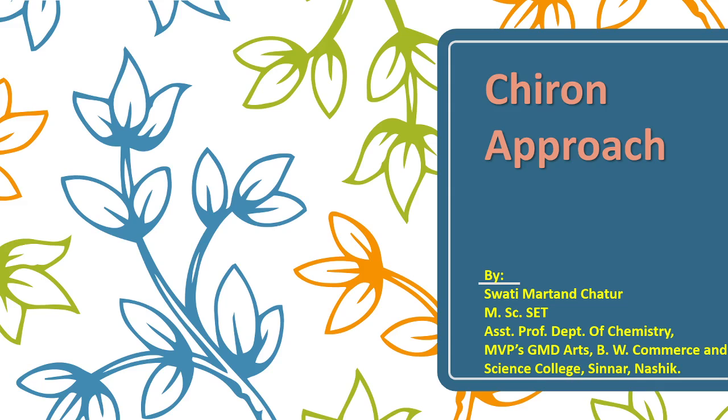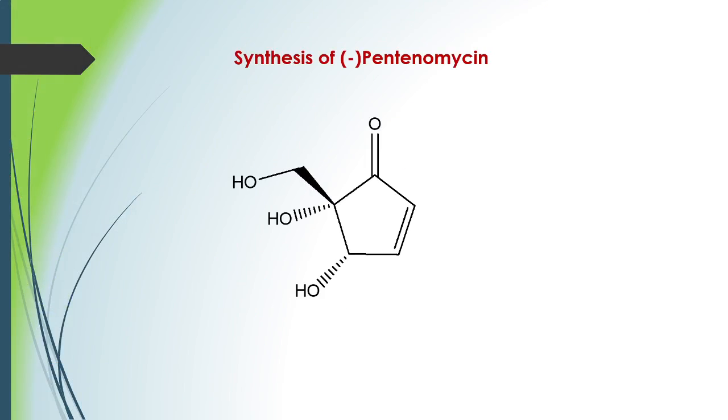Pentenomycin is one of the important natural products from a medicinal point of view, as it is used as an antibiotic. So let's start with the synthesis of (-)-pentenomycin. Here you can see the structure of (-)-pentenomycin is like this. It is a 5-member cyclic compound along with 3 hydroxy groups and an alkene. It is one of the important natural products, therefore there is a need to synthesize this molecule.